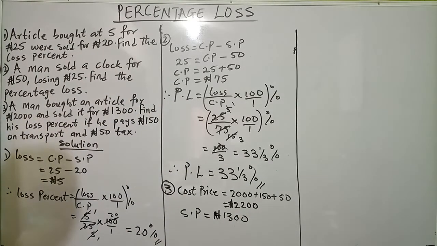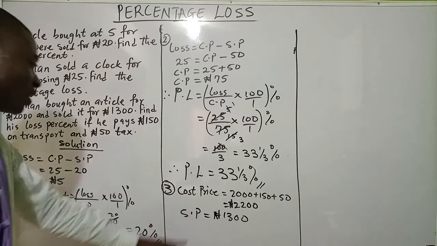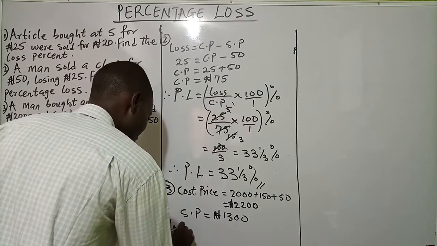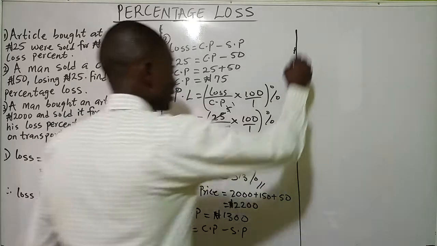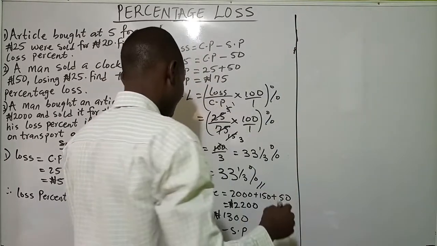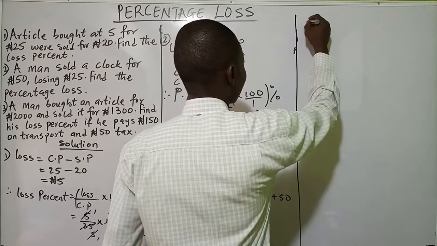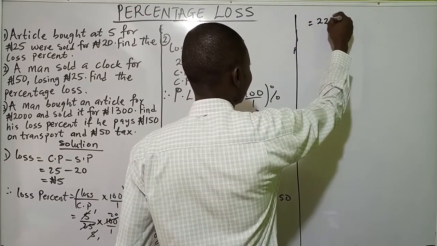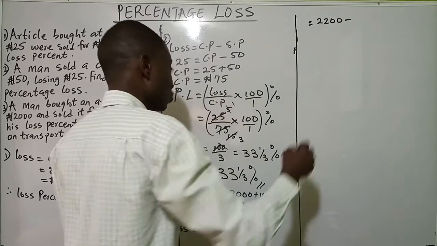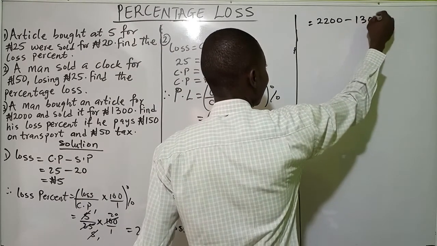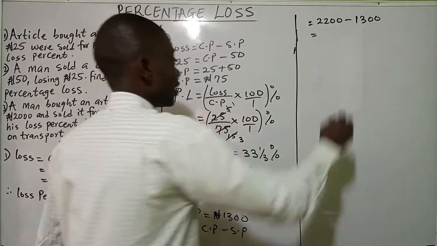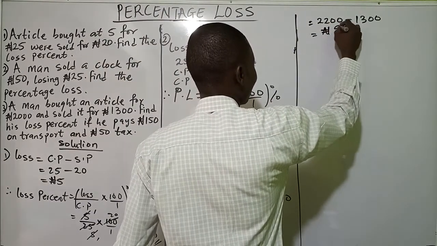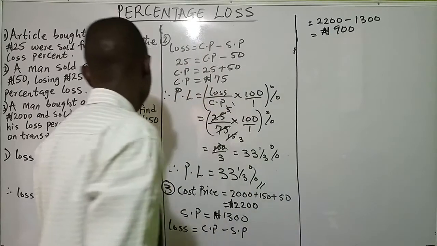1,300. So now we can easily calculate the loss. Loss is equal to cost price minus selling price. The cost price is 2,200 minus the selling price, 1,300. Now 2,200 minus 1,300 gives us 900 naira as the loss.